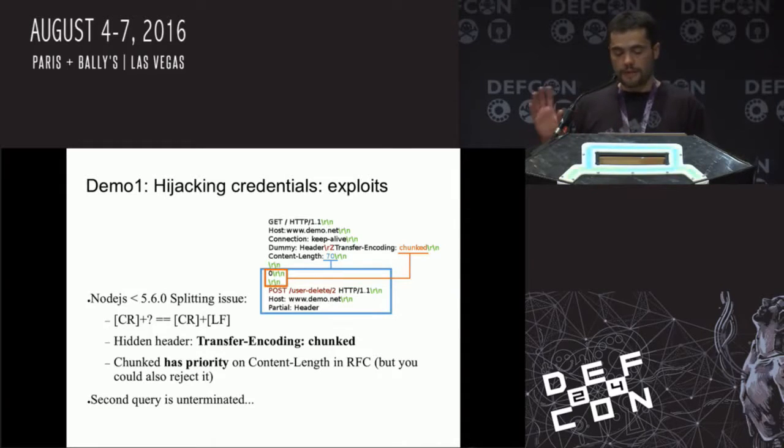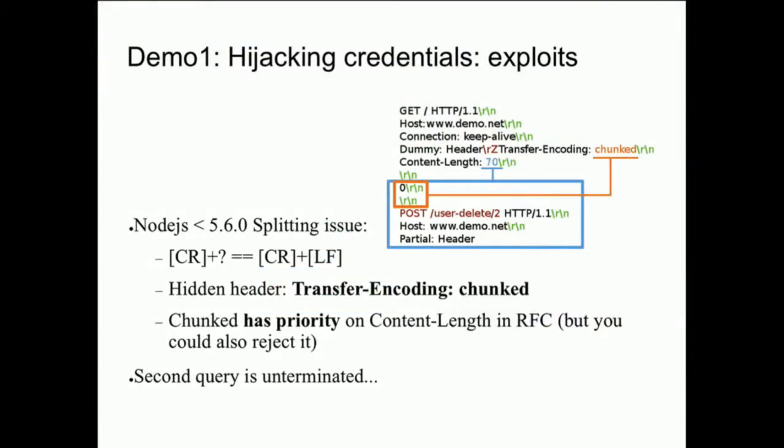So for everybody, this request is one request, and in blue, you've got the body of the request. And you can make a GET request with a body. It's allowed. So this is just one request with a binary body that nobody reads. But for Node, you've got transfer encoding chunked, and chunked always has priority over content length. So it does not read content length. It reads chunked, and the first bytes of the body is the end of chunk marker. So after the end of chunk marker, you've got a new request in the pipeline. You've got a POST request, and this POST request is, please delete user 2.